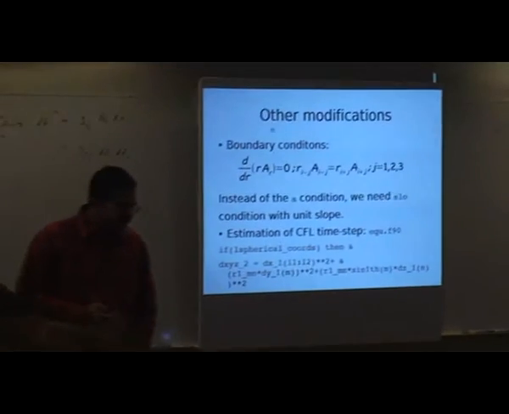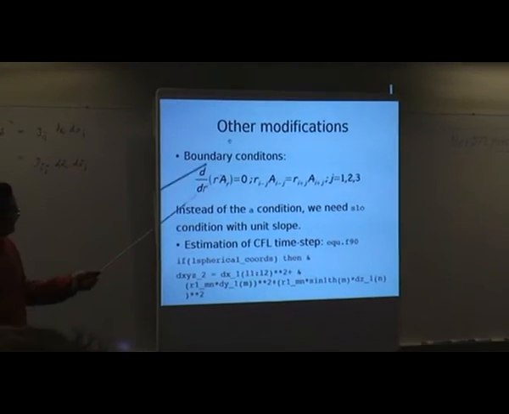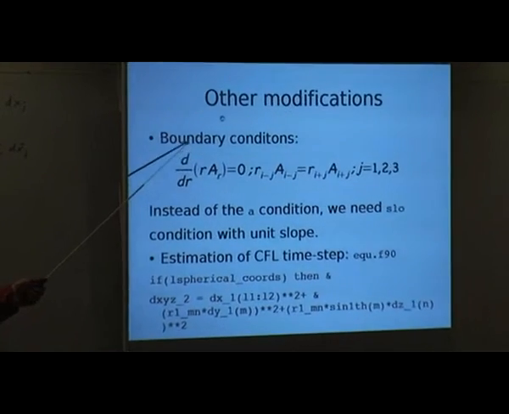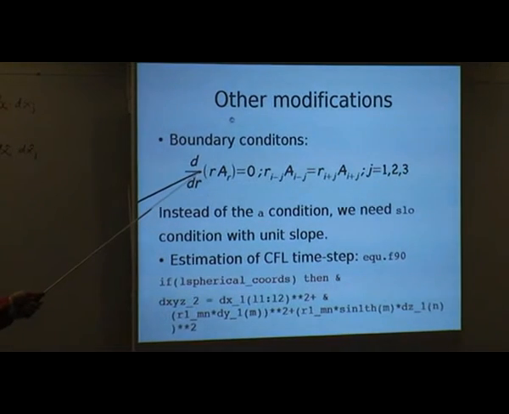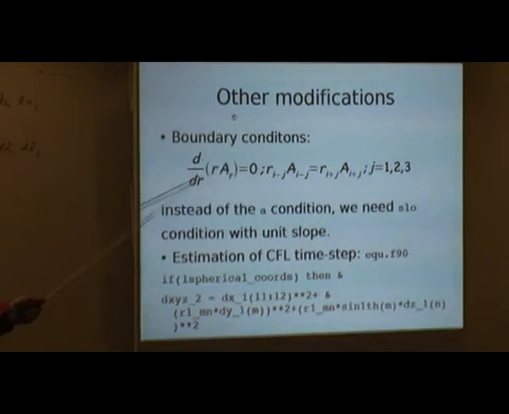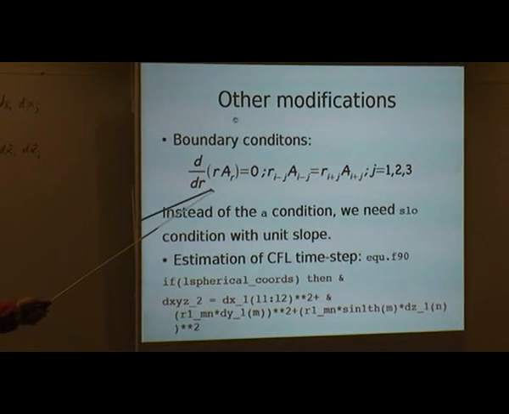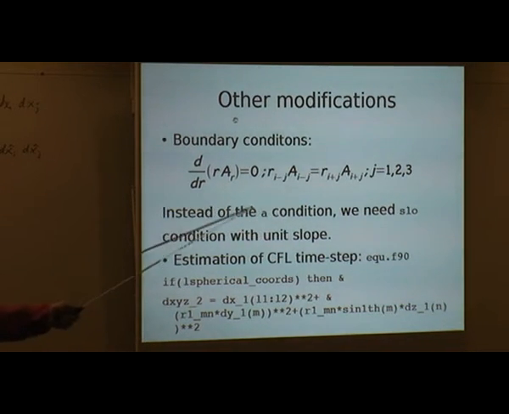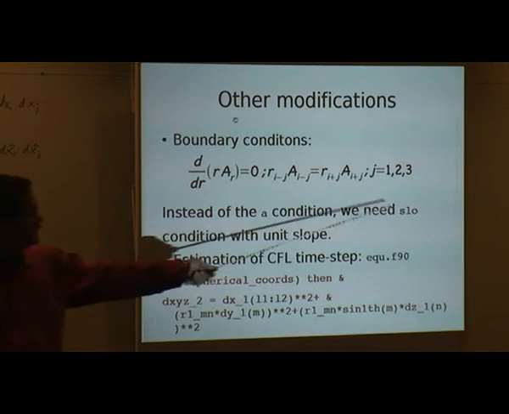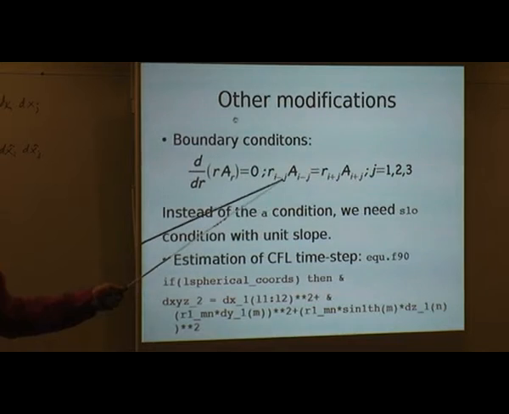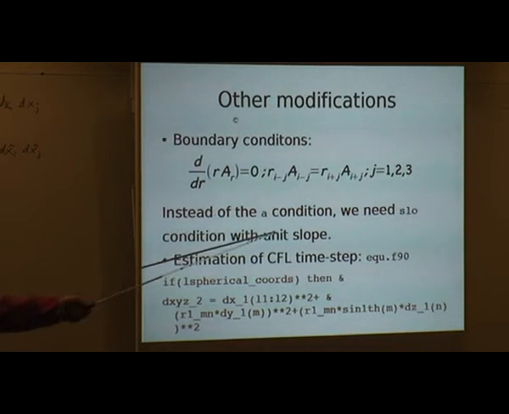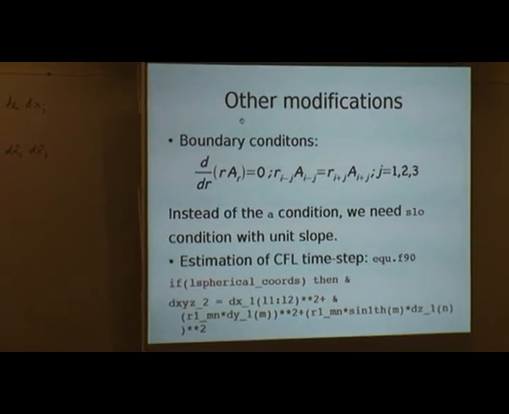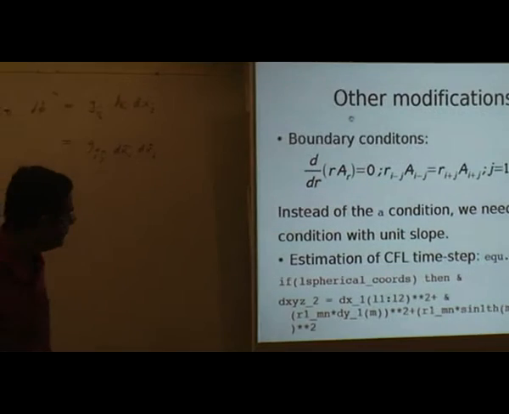Okay, so there are some little modifications which are also needed. For example, a typical boundary condition where you would ordinarily have, in the Cartesian system, just the derivative of a variable to be zero. Now often you will have an expression like this to be zero. So instead of setting the antisymmetric condition to set something to zero, you may need the slope boundary condition with unit slope to set this thing to zero. So you just need to be aware of such stuff.